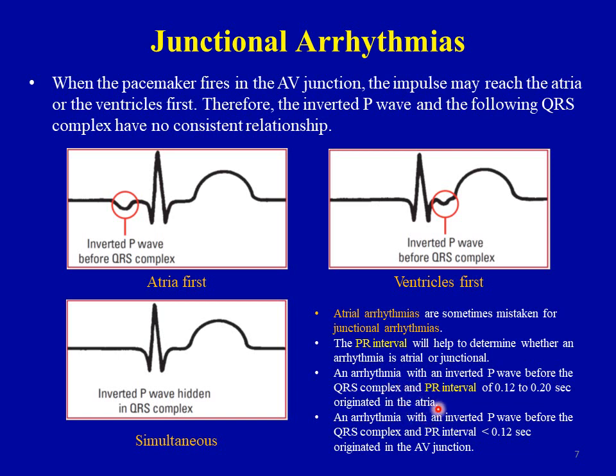It will take the normal time for traveling retrogradely into the atria. An arrhythmia with an inverted P wave before the QRS complex and a PR interval less than 0.12 seconds usually originates in the AV junction. So this is one of the ways to differentiate between atrial and AV junctional arrhythmias if the P wave is inverted.